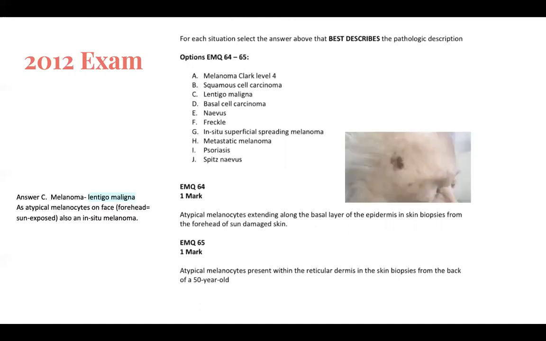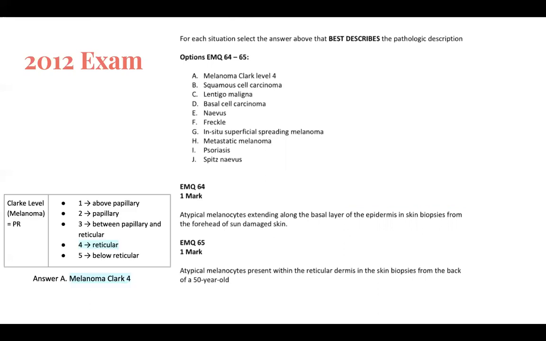Okay, I'll go through these. 64, yeah, it was answer C for lentigo maligna. So it classically presents as a pigmented lesion on the forehead of an older person. And then 65, the answer is A, melanoma Clark level 4.